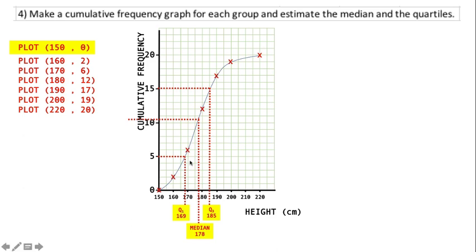And then the quartiles are the people 1/4 and 3/4 of the way along the group. So out of 20 people, 1/4 of 20 is 5. So the 5th person has a height of 169 centimeters, and then 3/4 of 20 is 15. So the 15th person has a height of 185. So the lower quartile, median and upper quartile are 169, 178, 185. Those are the 3 values that split the data into 4 equal groups of people.